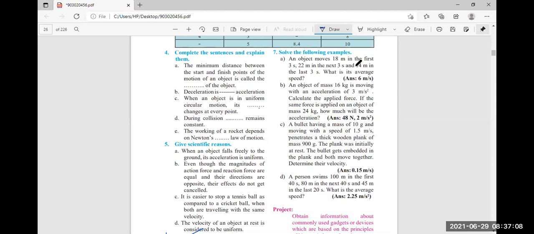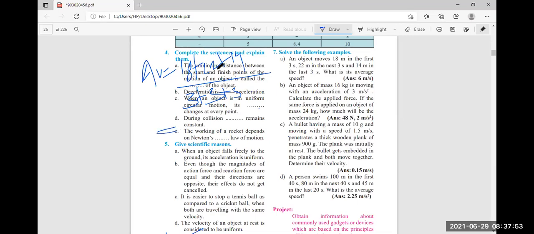Here an object moves 18 meter in the first 3 seconds, 22 meter in the next 3 seconds, and 14 meter in the last 3 seconds. What is its average speed? We learn average in mathematics. Average is equal to adding all the given numbers and then dividing by the total how many there are. So first 18 meter within 3 seconds, then 22 meters in the next 3 seconds, then 14 meter within 3 seconds. So the time is the same here: 3, 3, 3. Understood?